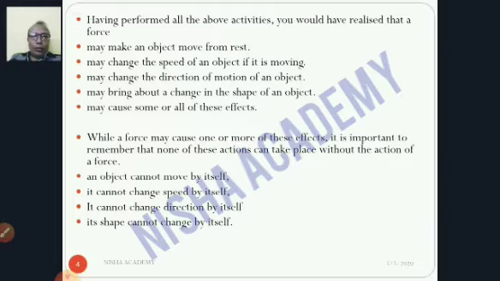So, without force, an object cannot move by itself. Without force, an object cannot change its speed. Without force, an object cannot change its direction. Also, the shape of the object cannot be changed if we are not applying force on it. So, this is all about force that we had studied. Now, the next topic is pressure.